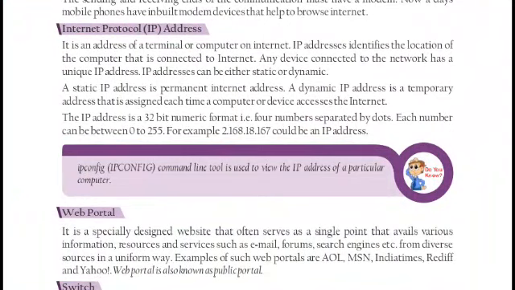The IP address is a 32-bit numeric format. 4 numbers separated by dots. Each number can be between 0 to 255. For example, 2.168.18.167 could be an IP address.